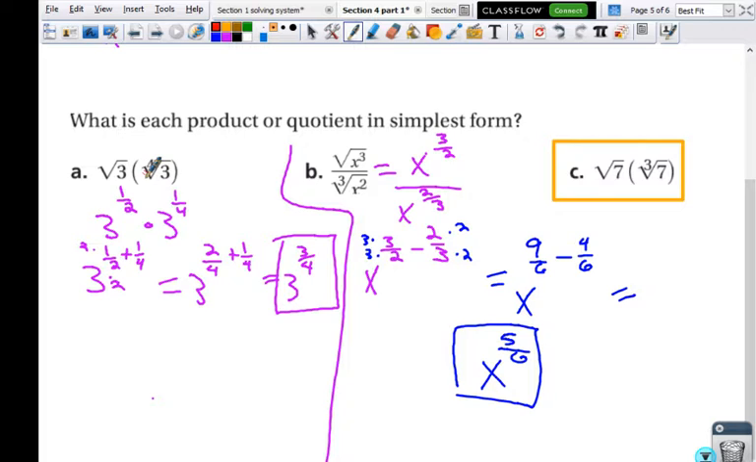Alright, last in-class problem. Go through, simplify it.